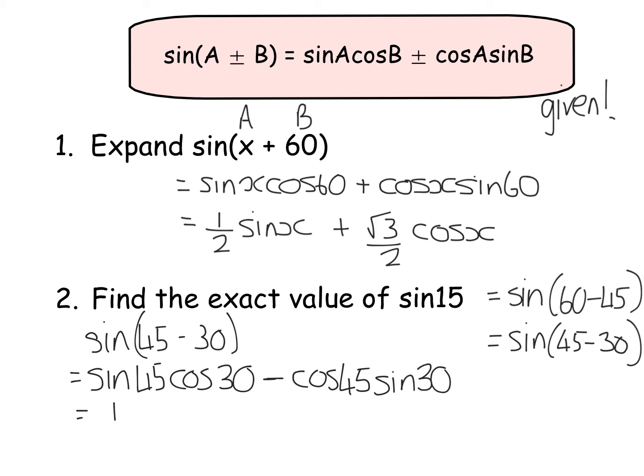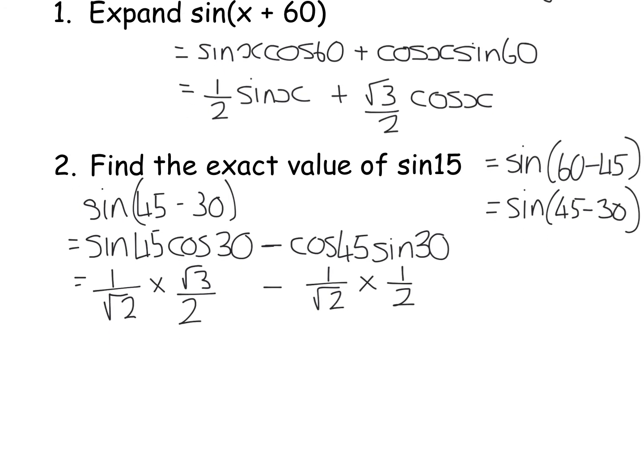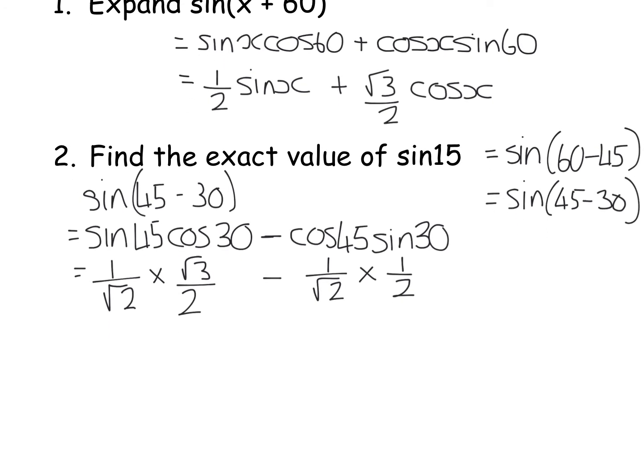Right, sine 45 is 1 over root 2. So is cos 45. They both match. Cos of 30 is root 3 over 2. And because these are stuck together, we are multiplying. And sine of 30 is 1/2. Now you should notice when you're doing these that the denominators should always match when you're going to work them out. So both my denominators here give me 2 root 2.